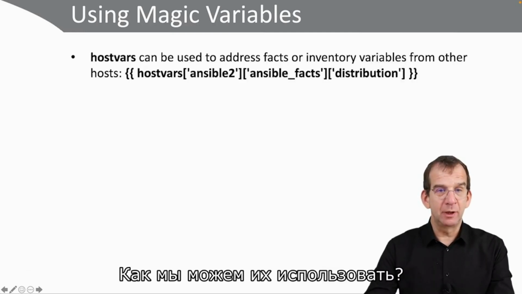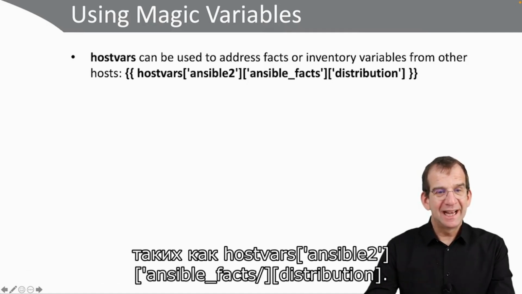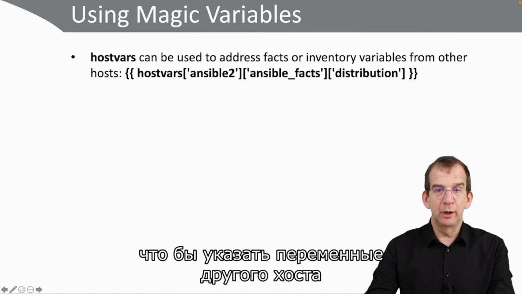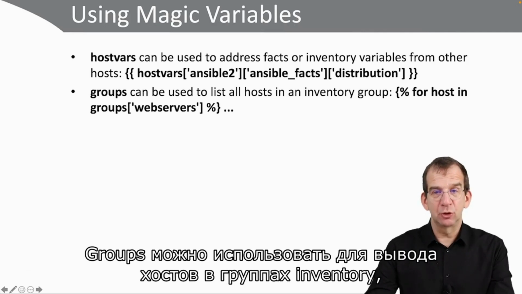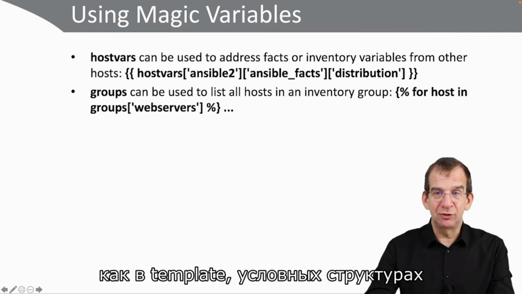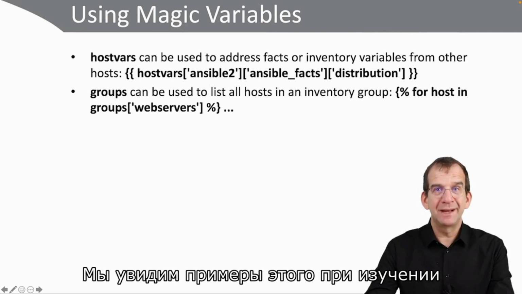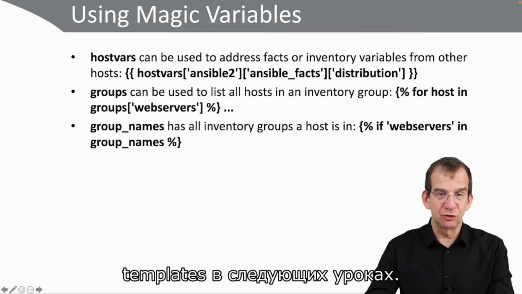So how do you use them? Well, hostvars can be used to address facts or inventory variables from other hosts, as in hostvars['ansible2']['ansible_facts']['distribution']. That's something that you can put in a playbook to point to a variable of another host in a specific playbook. Groups can be used to list all hosts in an inventory group, as in the template conditional structure for host in groups['webservers']. We'll see a better example of this while discovering templates in one of the upcoming lessons.